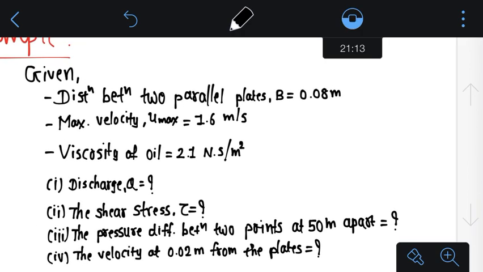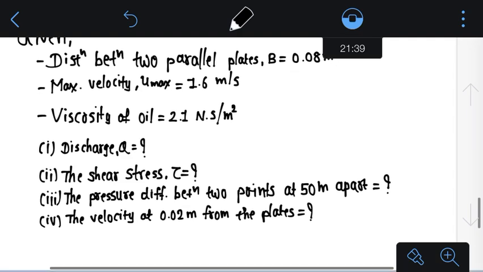We are given that oil is flowing between two parallel plates, and these plates are kept at a distance of, let's say, 0.08 meters. So this would be capital B, and it is flowing with a maximum velocity of 1.6 meters per second. So maximum velocity, that means u max, is given. Also we are given the viscosity of oil equal to 2.1 Newton second per meter square. With this data, we have to solve four different objectives.